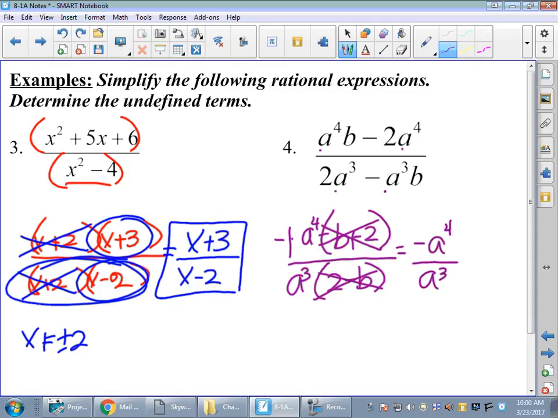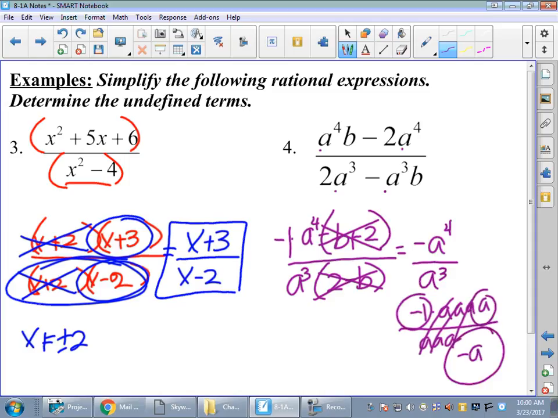And if you actually expand that, that's a monomial. I really have a -1 times a times a times a times a over a times a times a. And so 3 of those a's are going to cancel. All that's left is a -1 times a. My solution is -a. Now you didn't have to expand that. If you could just see that I have 4 a's on top and I have 3 on the bottom, I'd have a -a left over. That's fine.